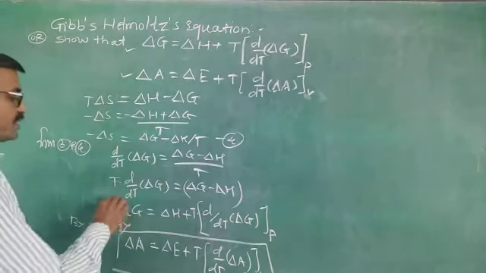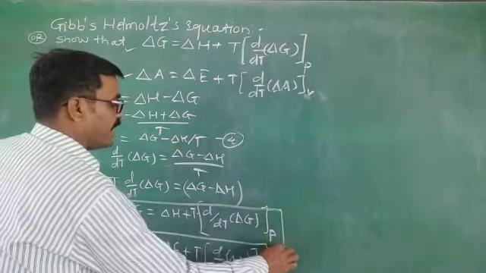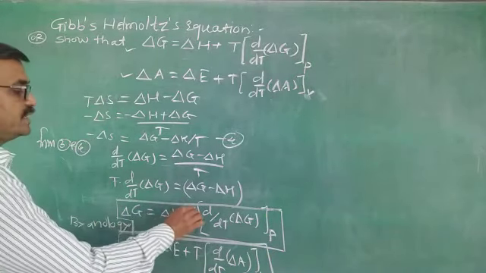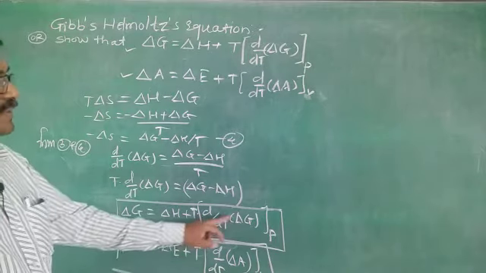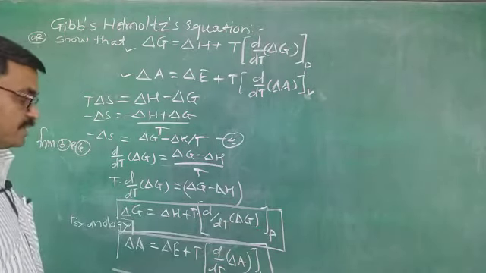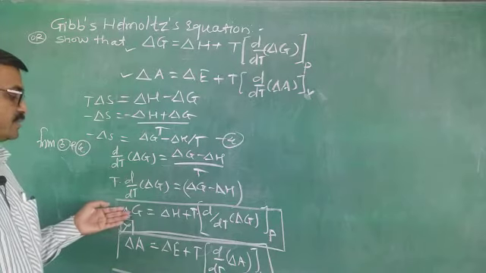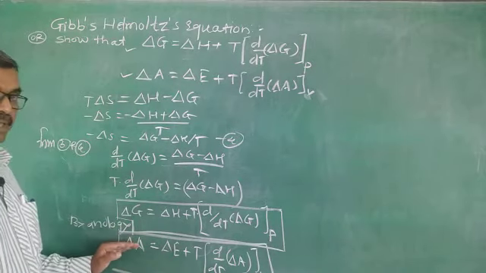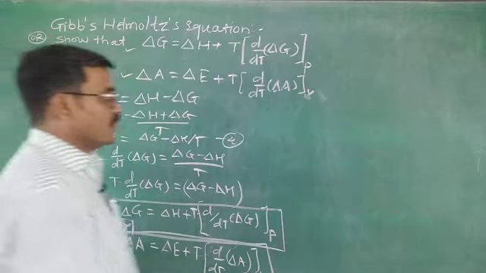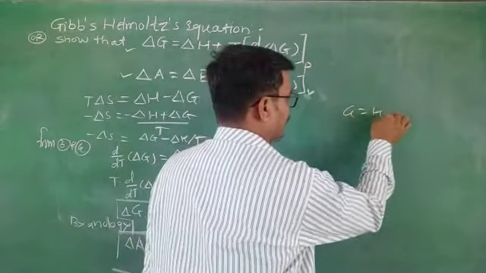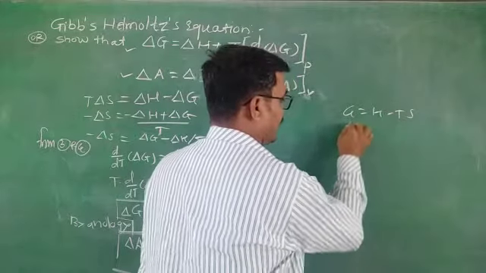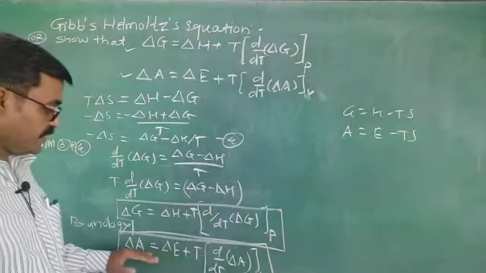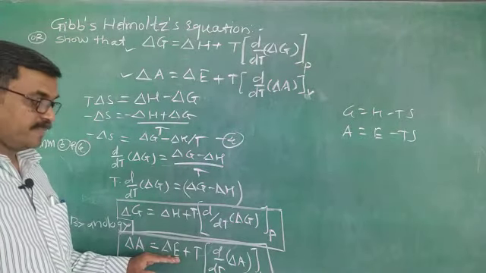Why? Because delta G equals delta H plus T into d/dT of delta G at constant pressure. That's why instead of G, if we take Helmholtz free energy, then it will be delta A. Here you know G equals H minus TS and A equals E minus TS. That's why here for A there is a delta E.